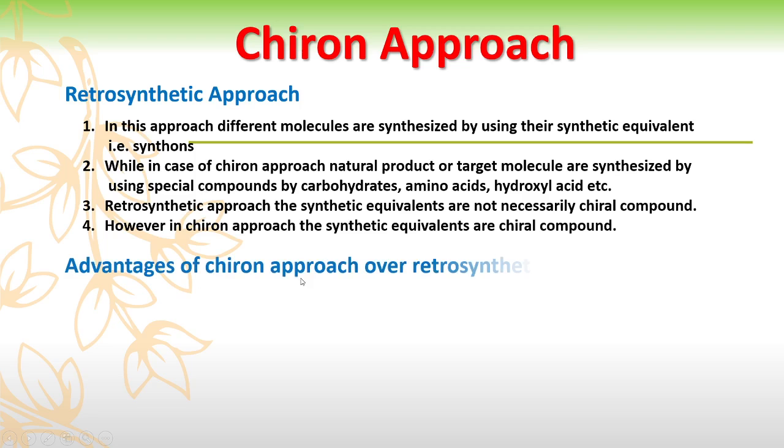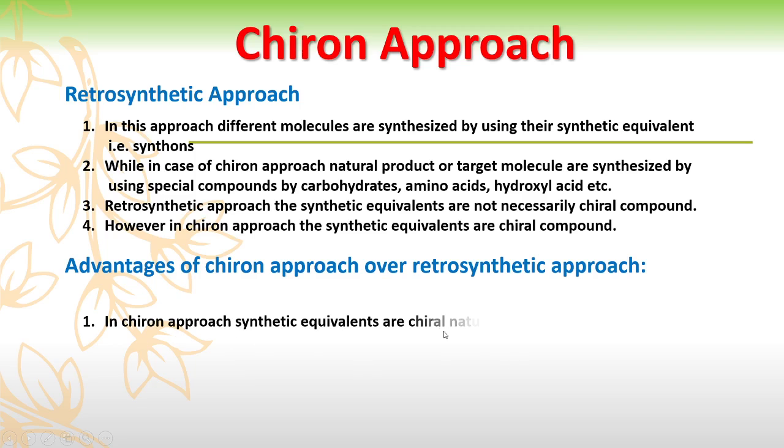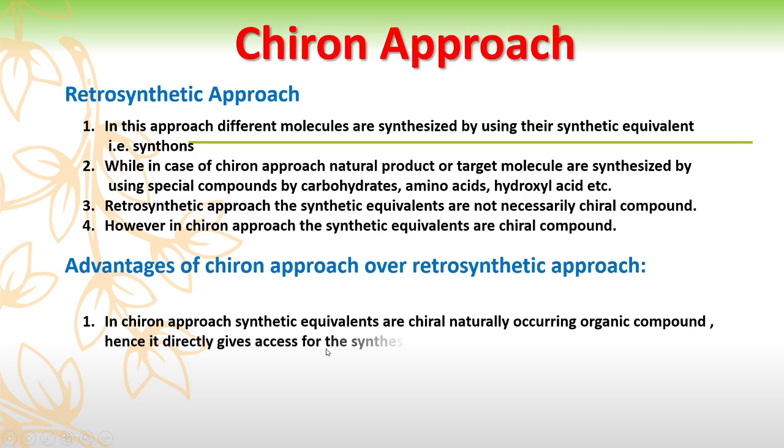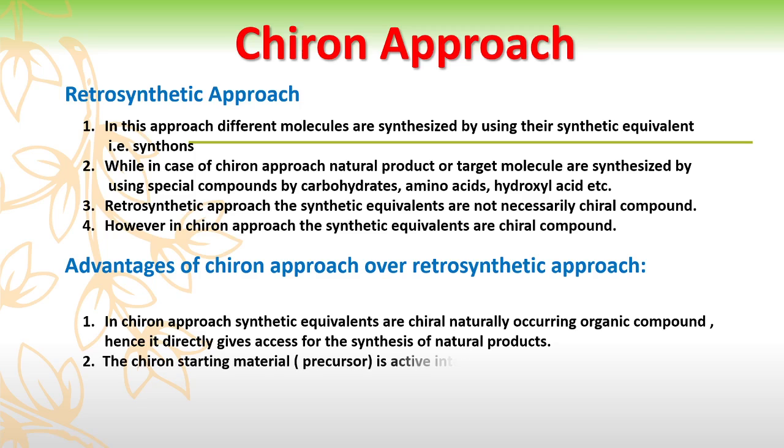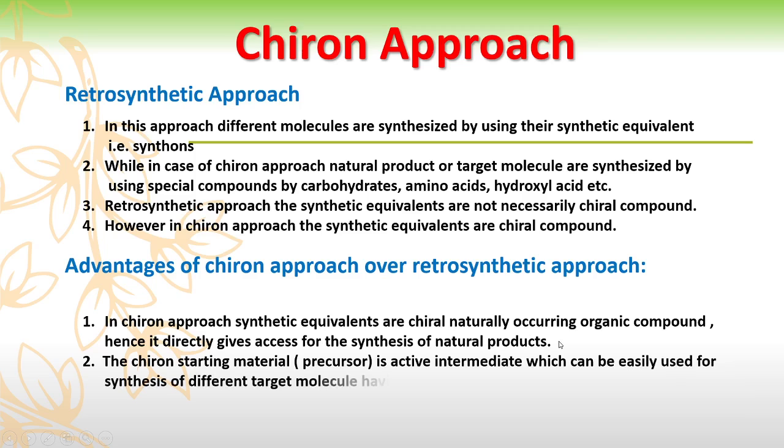So what are the advantages of the Chiron approach over the retrosynthetic approach? See here, in a Chiron approach, the synthetic equivalents are chiral, naturally occurring organic compounds. Hence, it directly gives access to the synthesis of natural products. So if we want to synthesize a natural product, then the starting material is also a naturally occurring or chiral compound. Therefore, by using this starting material, we get the natural product.